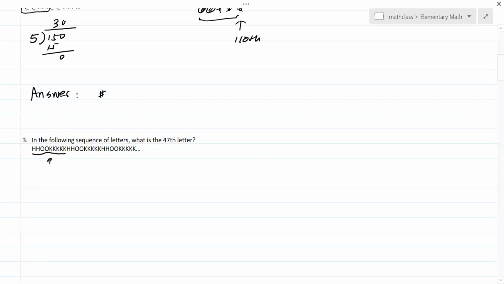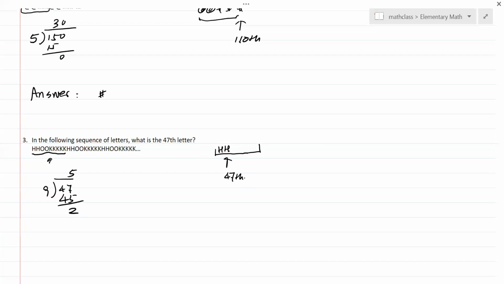47 letters in the whole sequence, so you have to divide by 9. The remainder is 2. That means 47 letters has 5 blocks of 9 letters plus 2. So this is the last block, and the last block is a partial block. It only contains 2 letters, which is HH. So that would be the 47th letter, because that's the remainder.